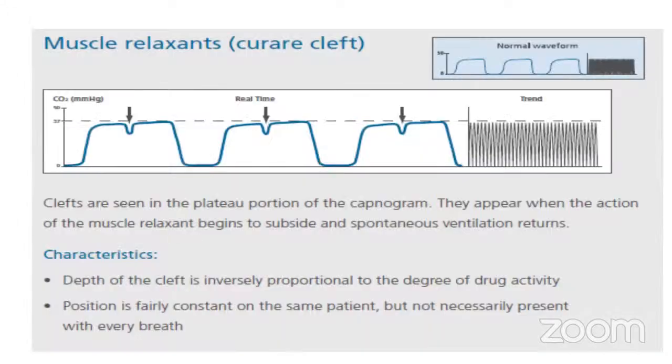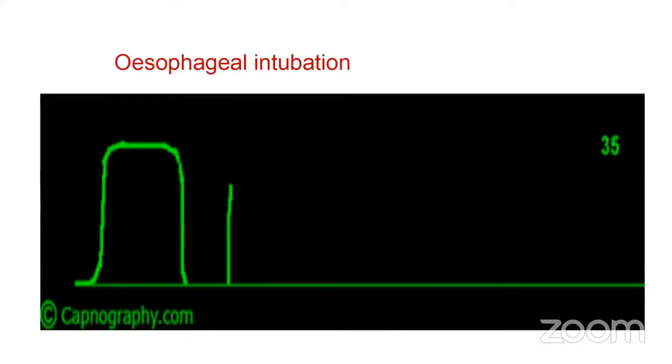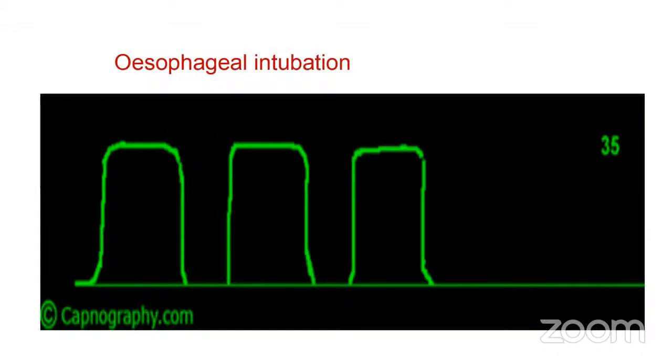This is the curare effect, which comes when the patient is coming out of the muscle relaxant action and spontaneous ventilation is returning. The depth of the cleft is inversely proportional to the degree of the drug activity, and its position is fairly constant in the patient but does not necessarily represent each and every breath. In cases of esophageal ventilation, we can see that after a few breaths, maybe 4 to 6 breaths, the graph comes down and falls to zero.